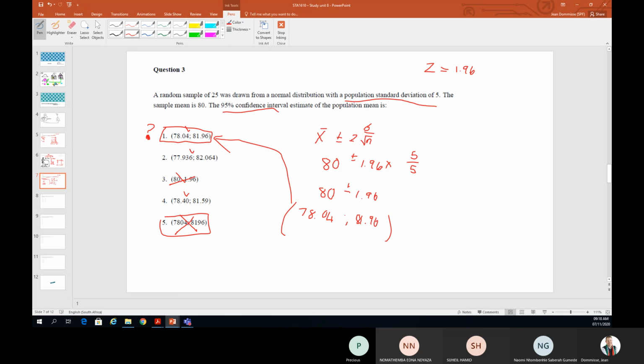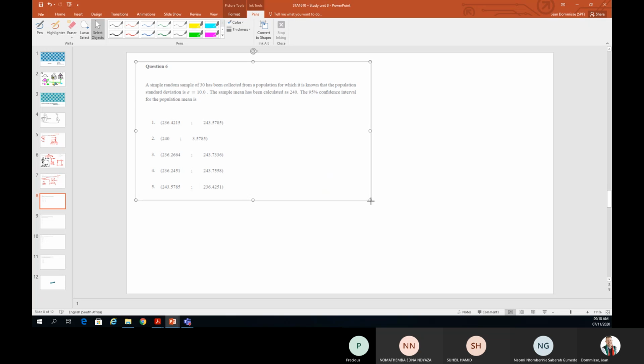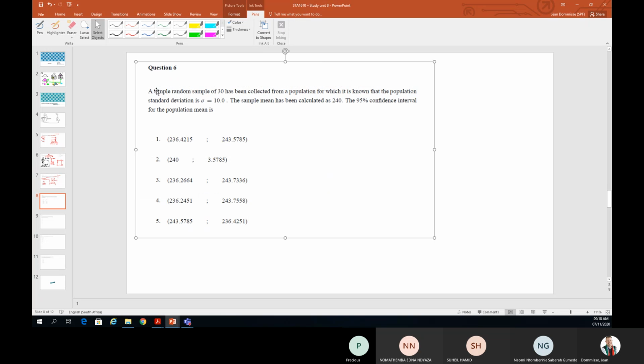So first identify. Then I think the other important one is when you see that we're working with a Z and the confidence interval is 95, it is always 1.96. Okay, so let's look at the next one. And let's make it a bit bigger again.